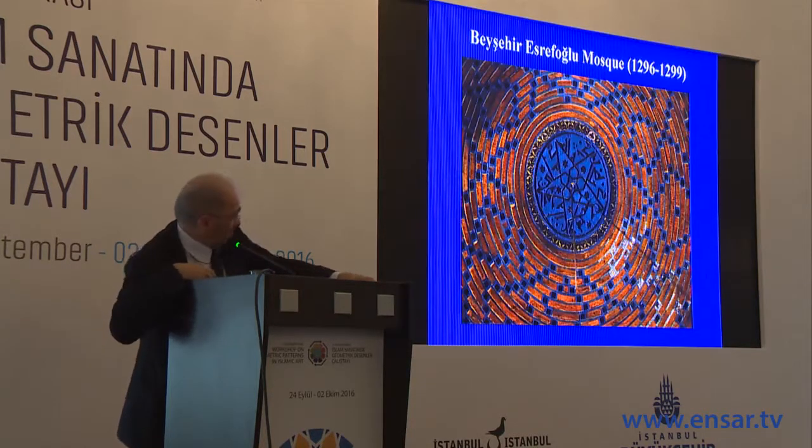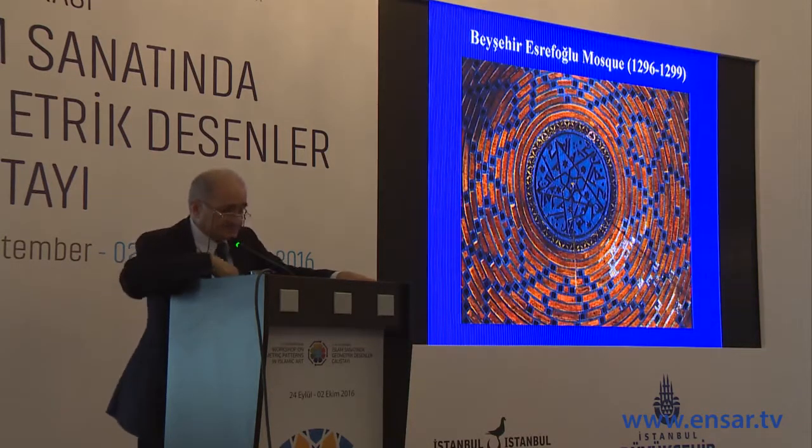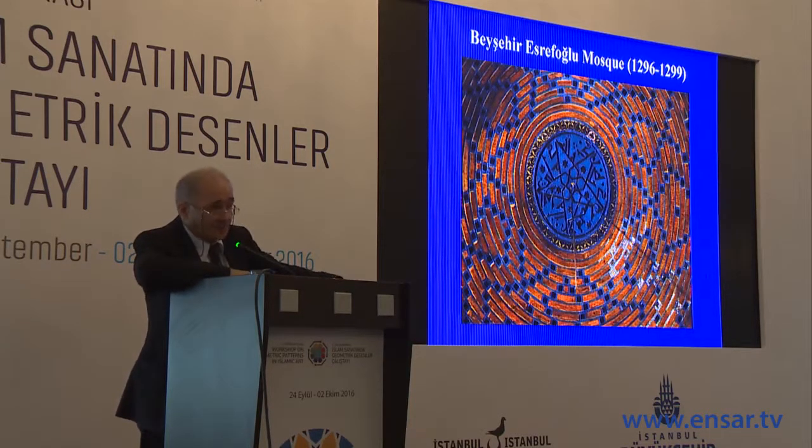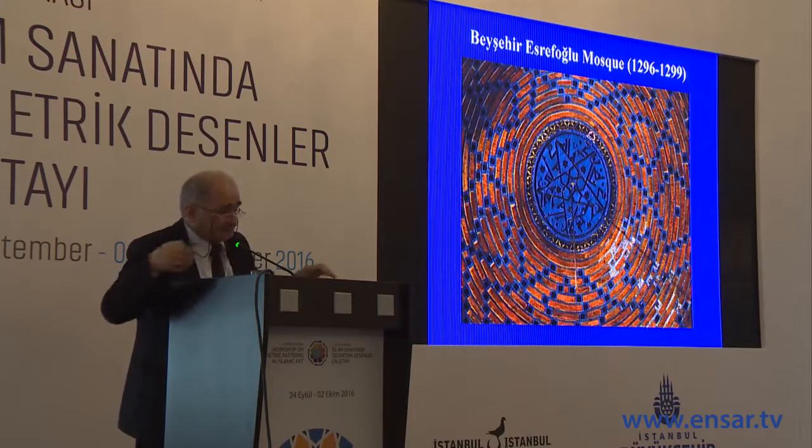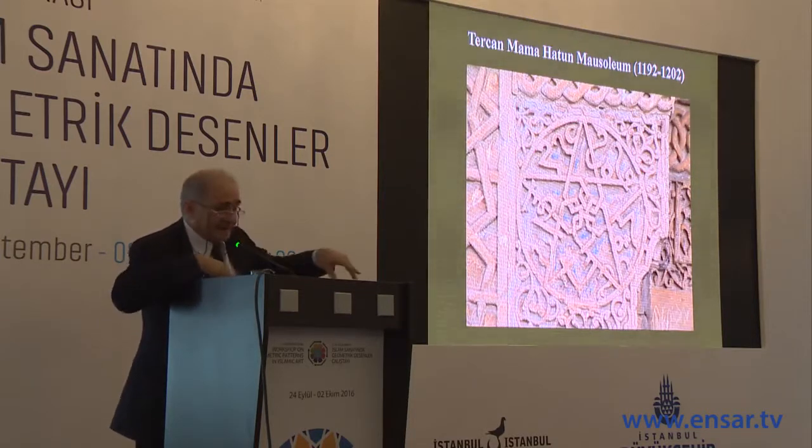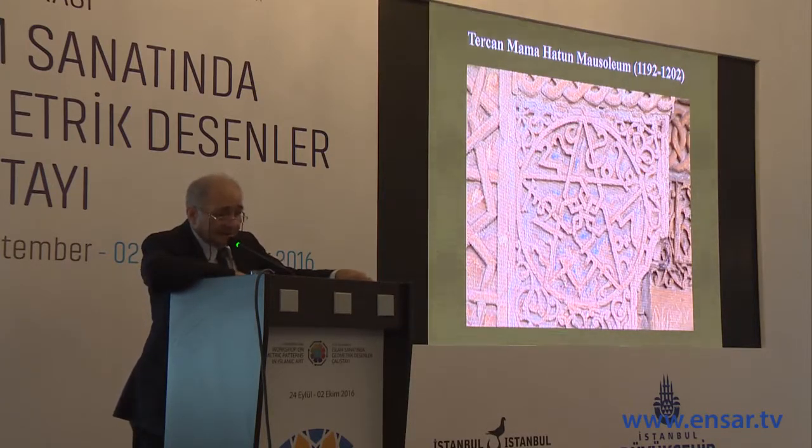Similar 5-pointed star patterns are available on the dome of Beyşehir Eşreboğlu Mosque, 1296. And the entrance of Tercan Mama Hatun Shrine, 1192. It's 12th century. However, these patterns are asymmetrical because there are 5 different names: Muhammad and the 4 great caliphs.